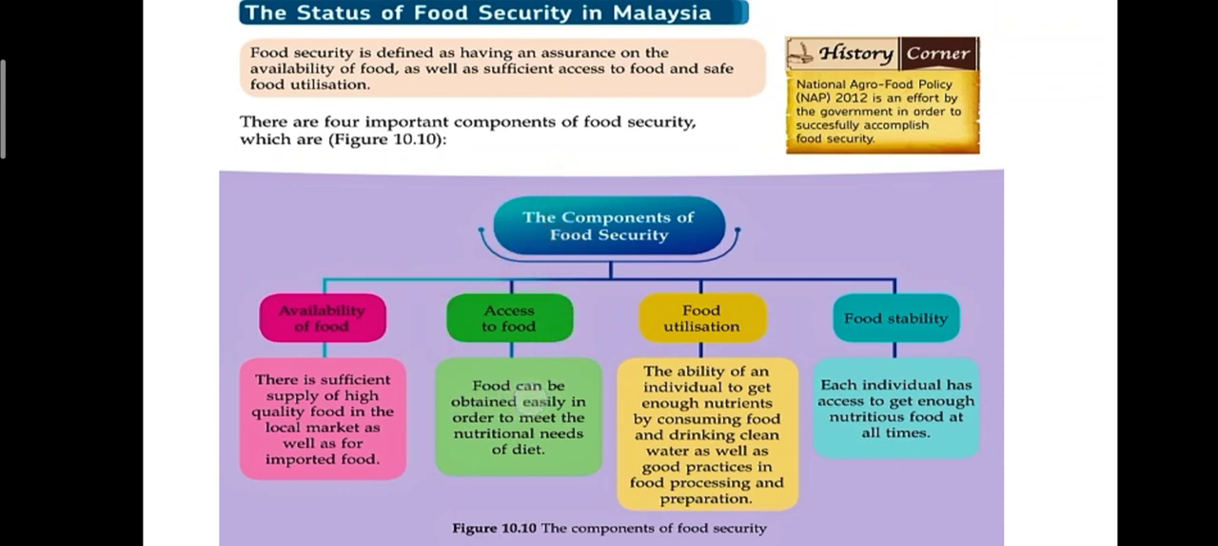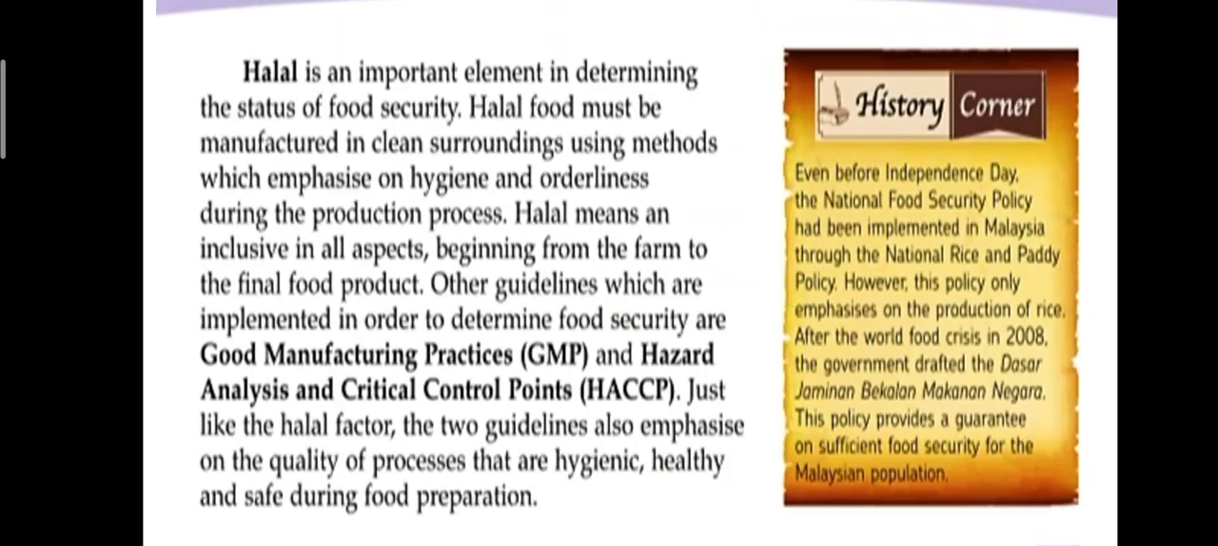Food can be obtained easily in order to meet the nutritional needs of diet. Food utilization, the ability of an individual to get enough nutrient by consuming food and drinking clean water, as well as good practices in food processing and preparation. And last one is food stability. Each individual has access to get enough nutritious food at all times. So these are the components of food security in Malaysia.